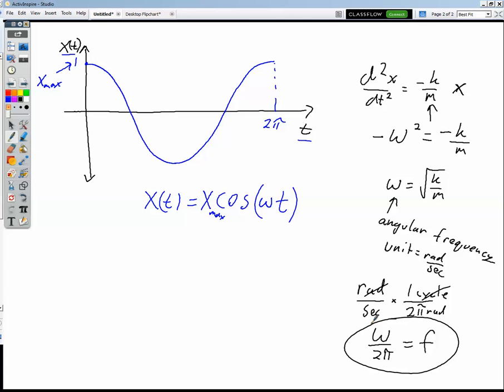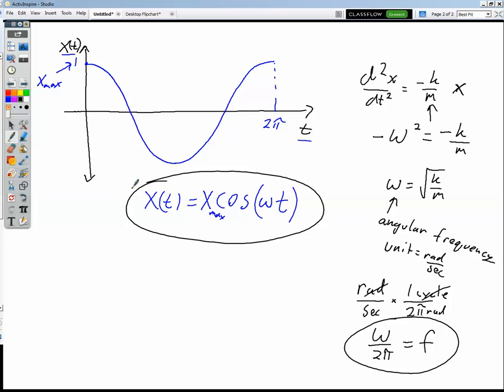Okay? So we are at a nice little point here. We do have now a function that will graph the position of this spring oscillator at any time t, understanding that omega for the spring is equal to the square root of k over m.